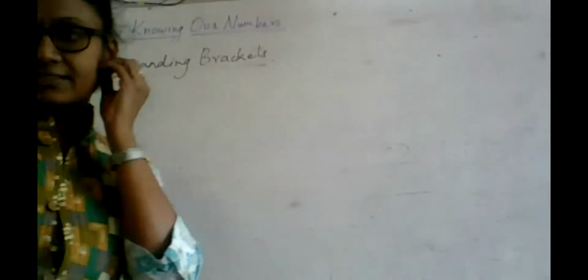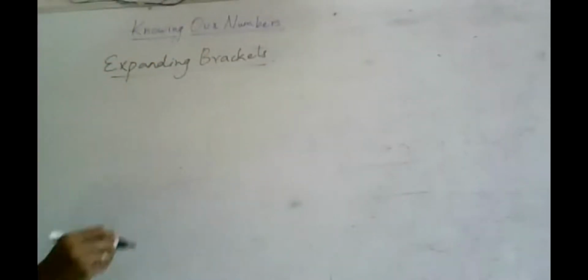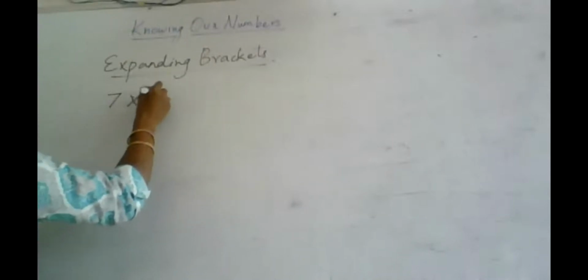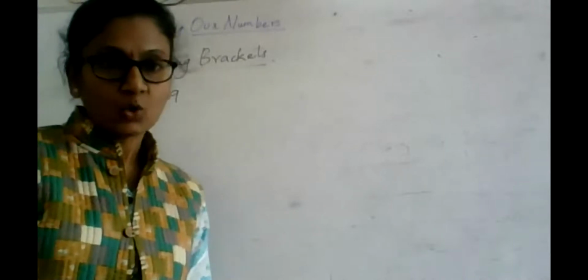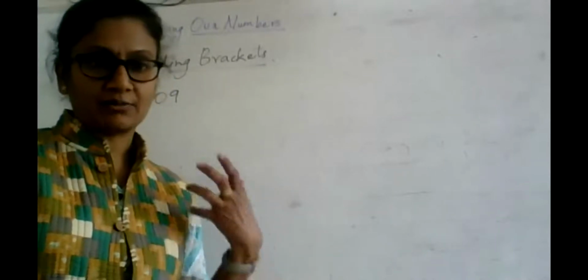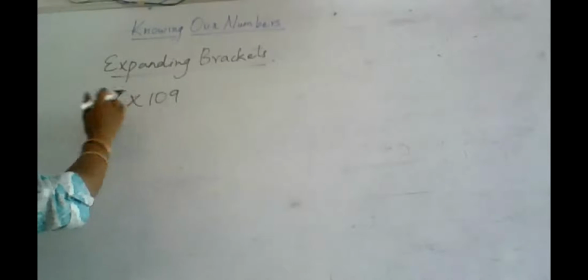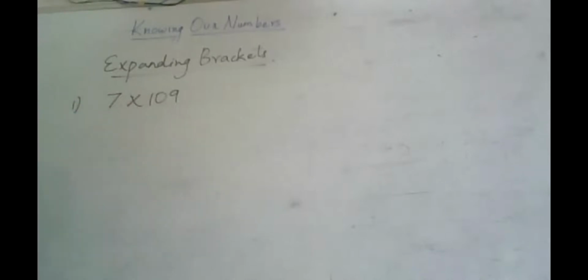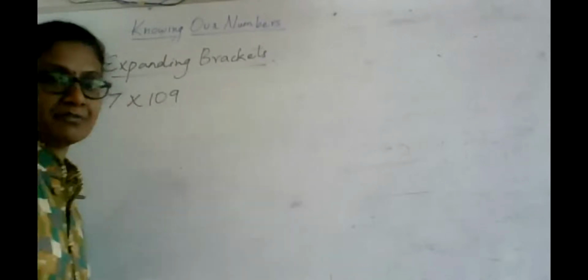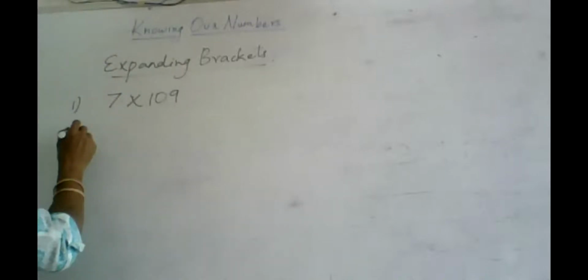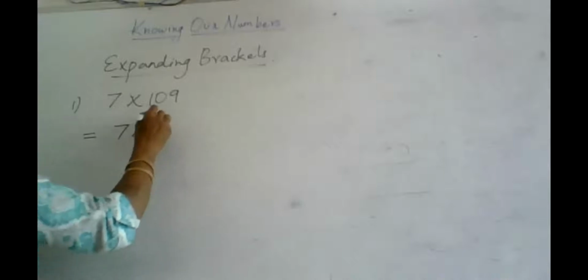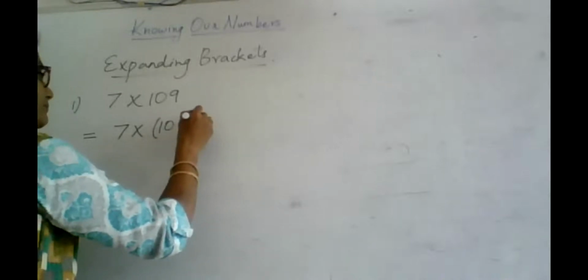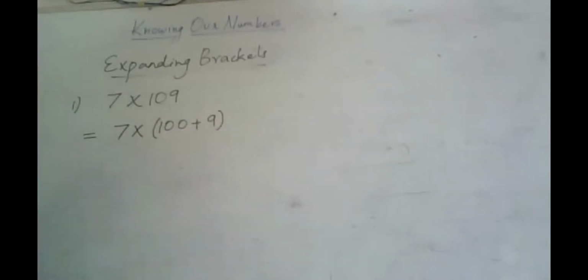So expanding brackets. I'll take up one problem. I have 7 into 109. This is a problem where you can use the bracket to make your calculation simpler. This directly you can multiply also. But I'll show you another way in which you can do it faster and in a simpler way. Now this 3-digit number which is 109 can be seen as 100 plus 9. Correct? It is seen as 100 plus 9.